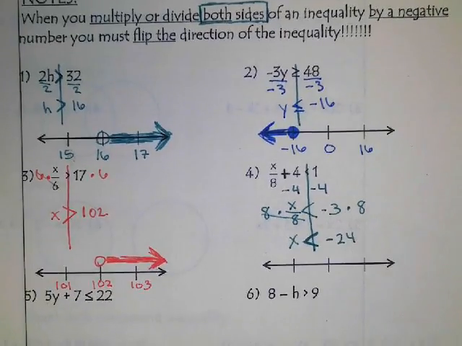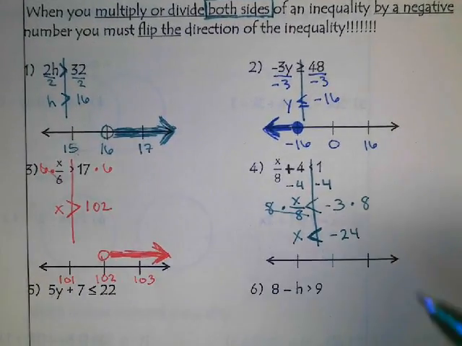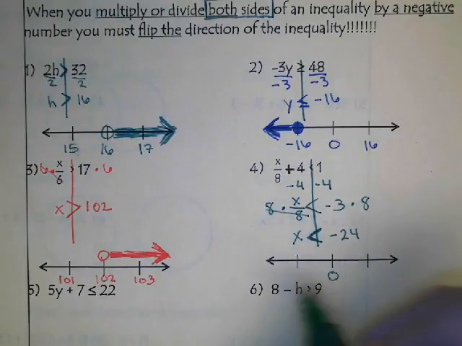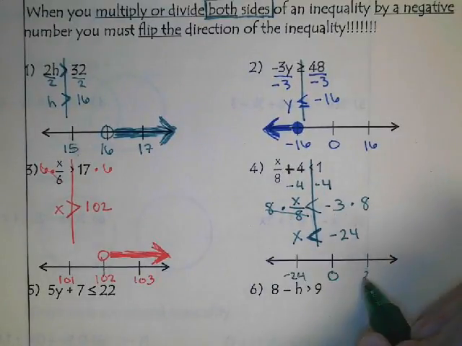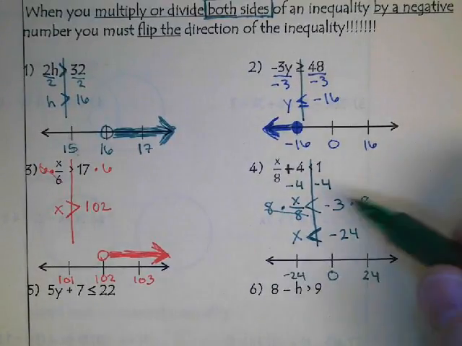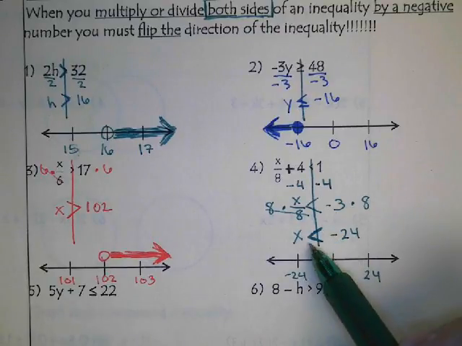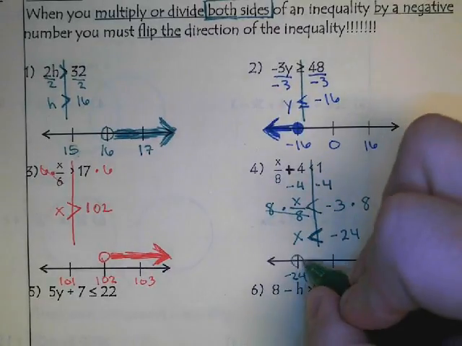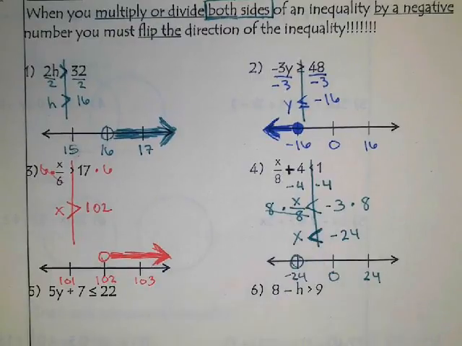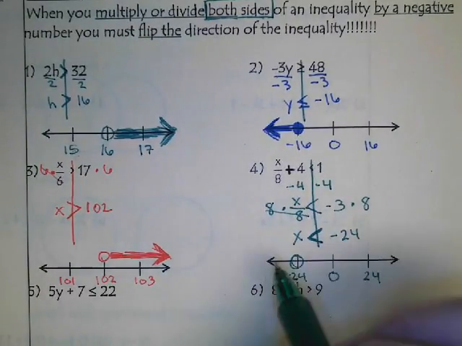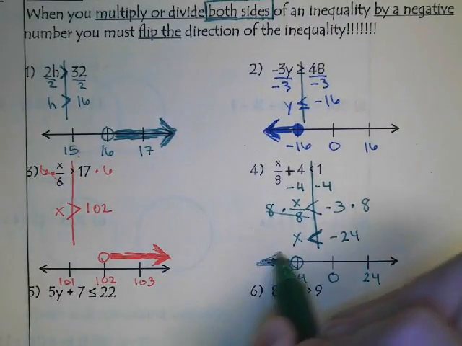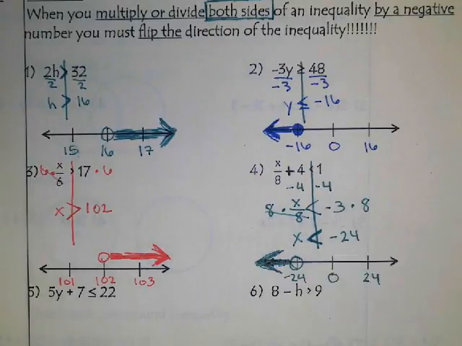And it looks something like that. So we can put, I'm going to go with the 0, negative 24, 24 route. And then it's no line underneath, so we'll use our open circle. And then we want to represent all the numbers that are less than negative 24. So we will shade to the left.